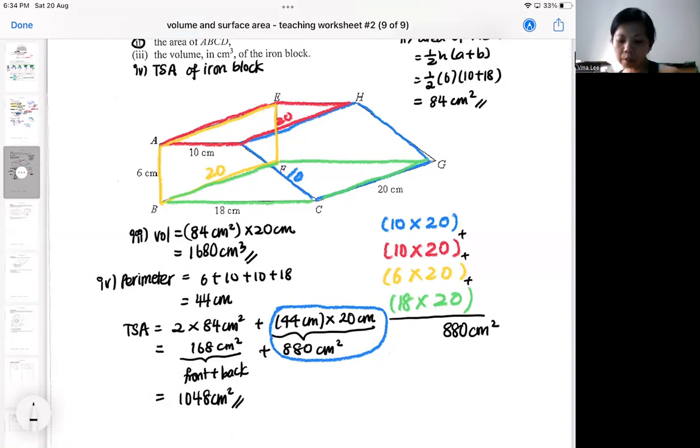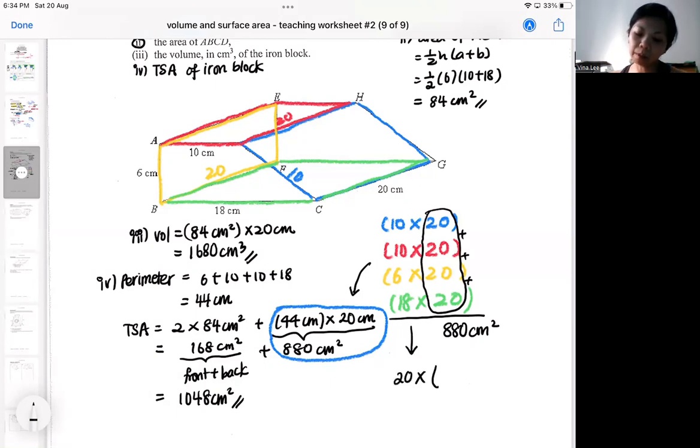So I don't know whether you realize or not. Where does this part come from? Actually, there is a common factor. And it just happened that when you do it, take out the common factor, right? This is the perimeter.